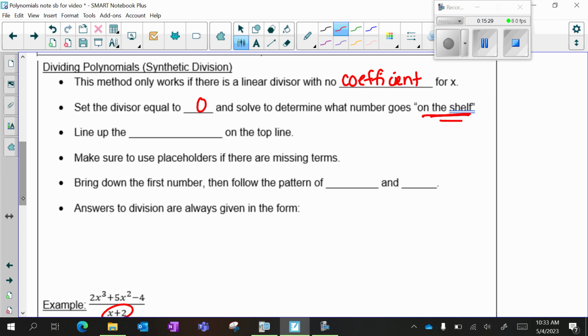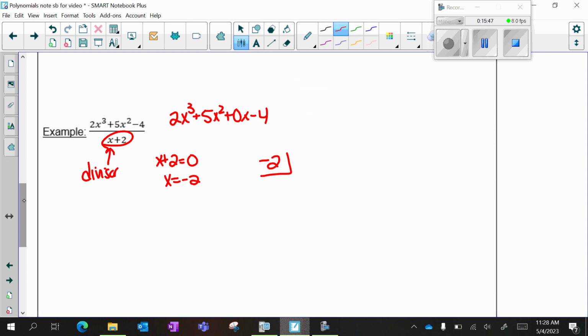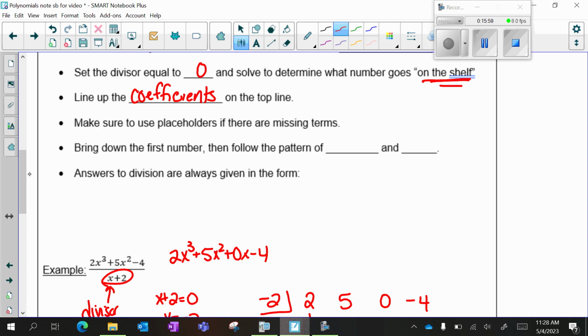You're going to line up all of the coefficients in the numerator. So this is going to be 2x cubed plus 5x squared plus 0x with my placeholder minus 4. So we have 2, 5, 0, -4. We always bring down the first term, and then we follow the pattern of multiply and add.